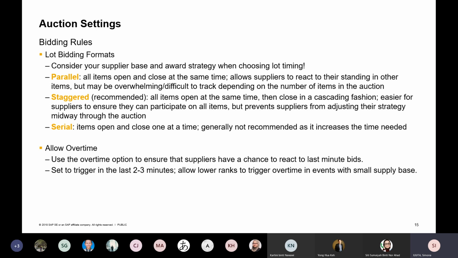In the timing rules, we have some overtimes. We call them overtime rules. We recommend you use the overtime option to ensure that suppliers have a chance to react to the last minute bid. We recommend you trigger it for the last 2-3 minutes of the auction and allow lower ranks to trigger the overtime with a small supply base. So if you have, for instance, 4 suppliers and you award one single supplier, the rank that will trigger the overtime is only rank 1.